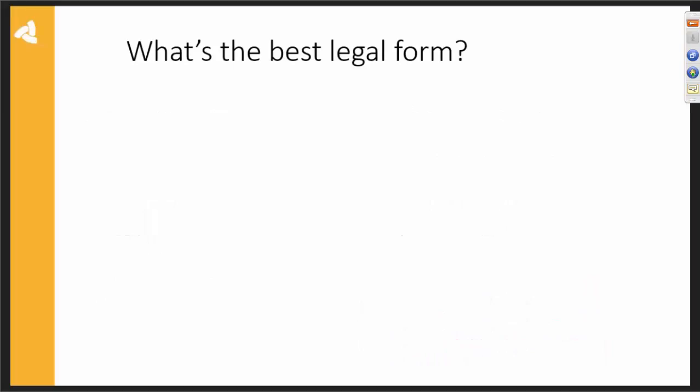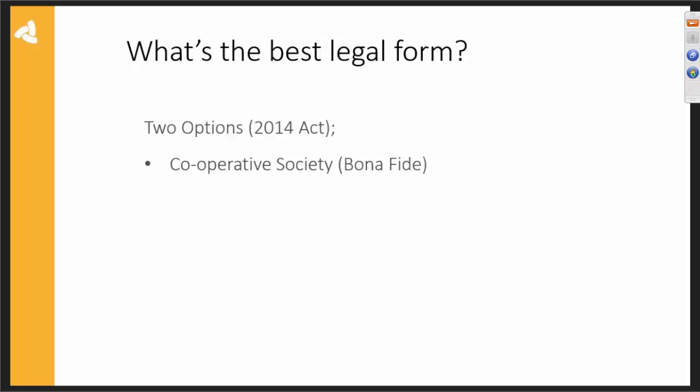Thank you. So now, as Lauren pointed out, legal form is very important, and it's not just about legal form, but also the governance that sits behind it. Communities that wish to raise capital through a share offer need to ensure that they have the appropriate legal form and the corresponding governance structures that go with it. The current legal forms that one can issue community shares under are, well, there are two options ever since the 2014 Act. The first being a bona fide cooperative society.